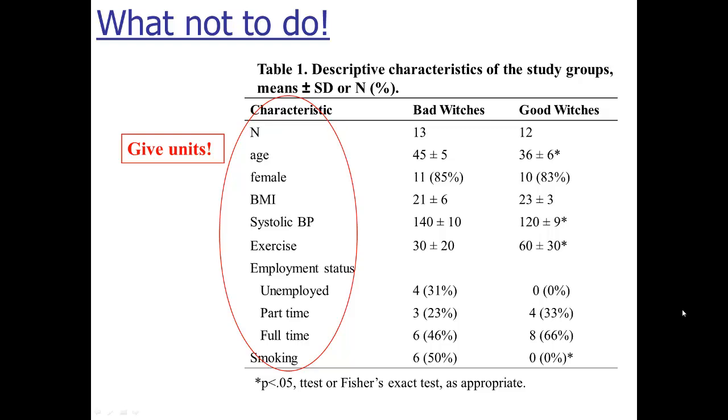Again, BMI, we can probably guess the units. Blood pressure, we can probably guess the units. But you get down to exercise, and I've got 30 and 60. Well, is that 30 minutes a day? Is that 30 minutes a week? Is that 60 minutes a year? Is that 60 hours a year? There's no way to tell without having the units. So make sure you're always very specific. It's very easy to tell what you're referring to and what the units are.